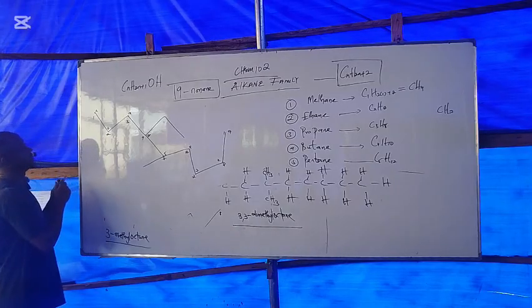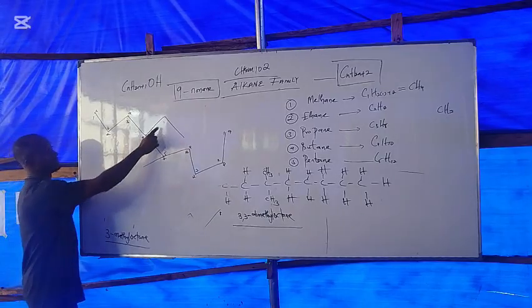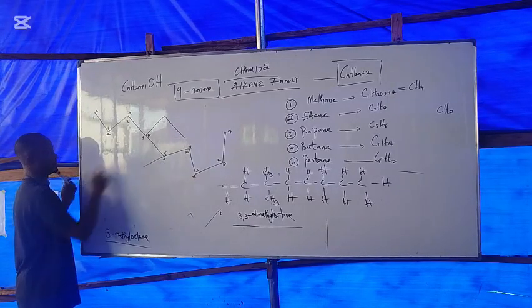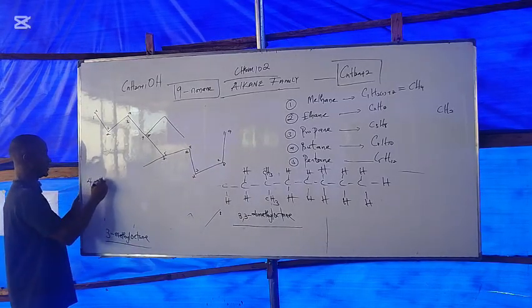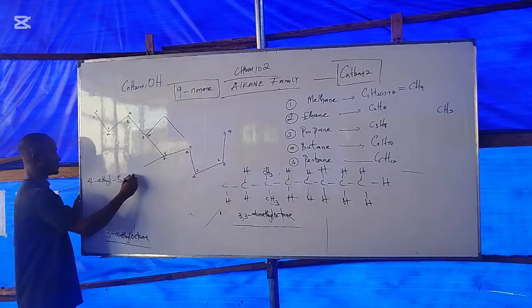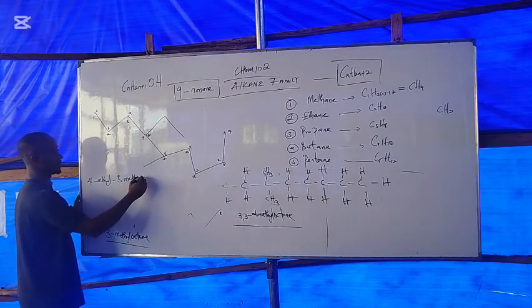Now let's go. Look at this. We have 1, 2, 3, 4. This is 4 ethyl, 5 methyl. What is the parent's name? Nonene.